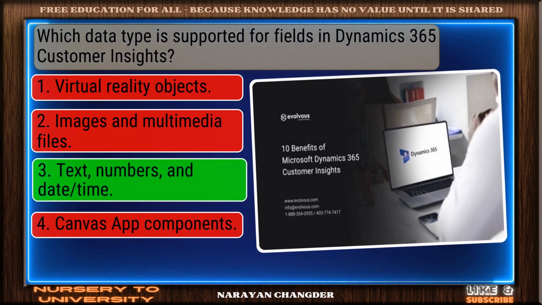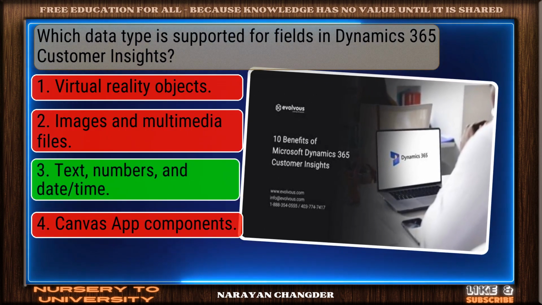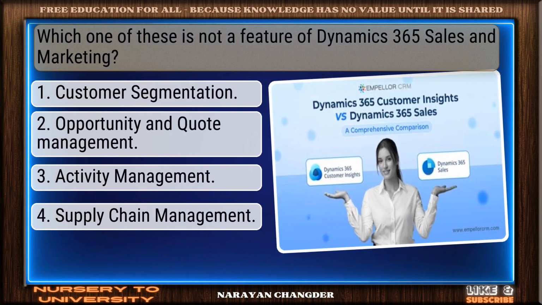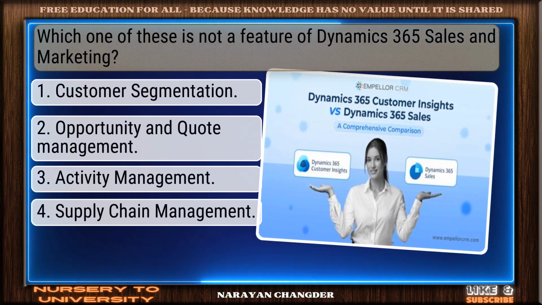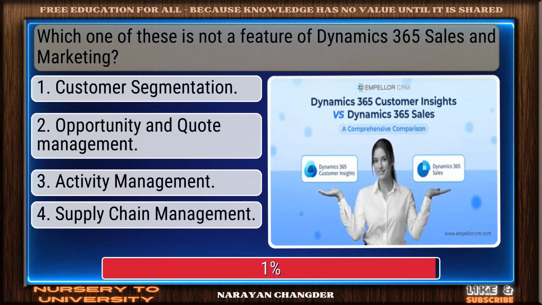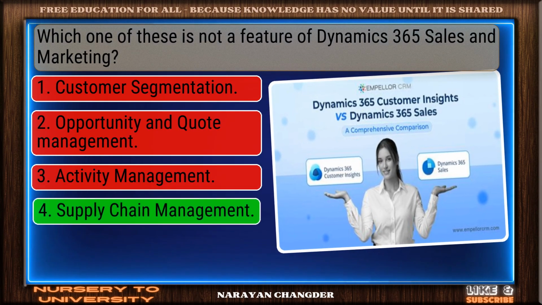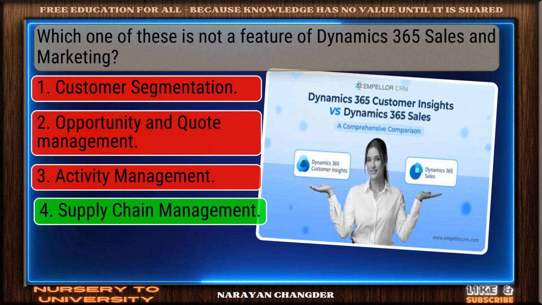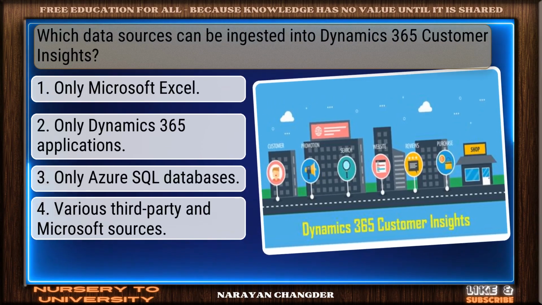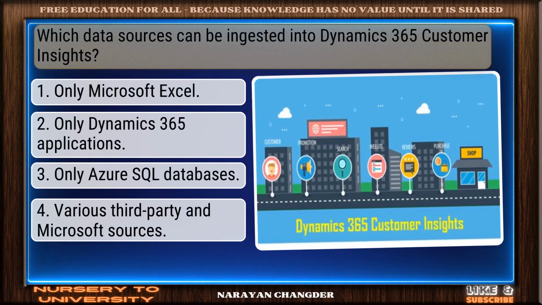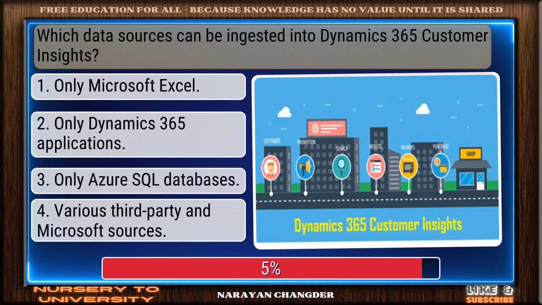Good thinking. Text, numbers, and date time is the right answer. Question number 51. Which one of these is not a feature of Dynamics 365 Sales and Marketing? You chose Supply Chain Management, and it is correct. Question number 52. Which data sources can be ingested into Dynamics 365 Customer Insights?